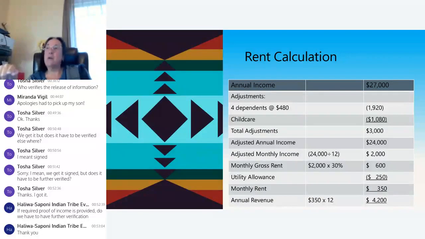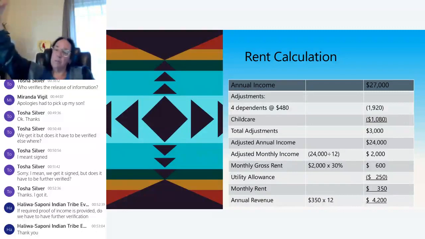They have child care cost of $1,080, excuse me. So their total adjustments for this family is $3,000. So now their income went from $27,000 to their adjusted annual income of $24,000. Take that $24,000, divide it by the 12 months in the year. Their adjusted monthly income is $2,000. So the monthly gross rent, $2,000 times 30%, the most you can charge this family is $600 under any circumstance, okay?